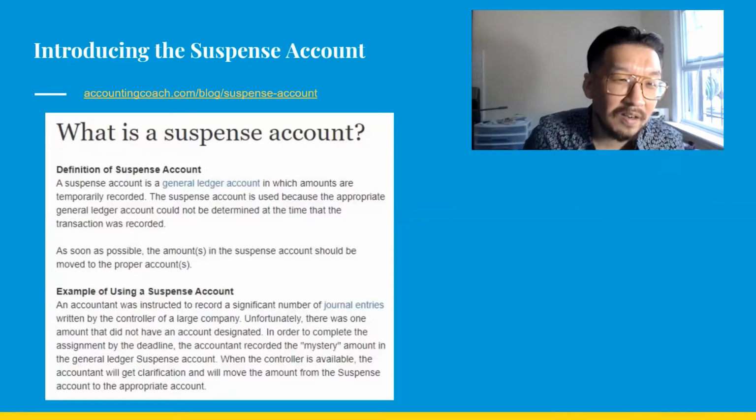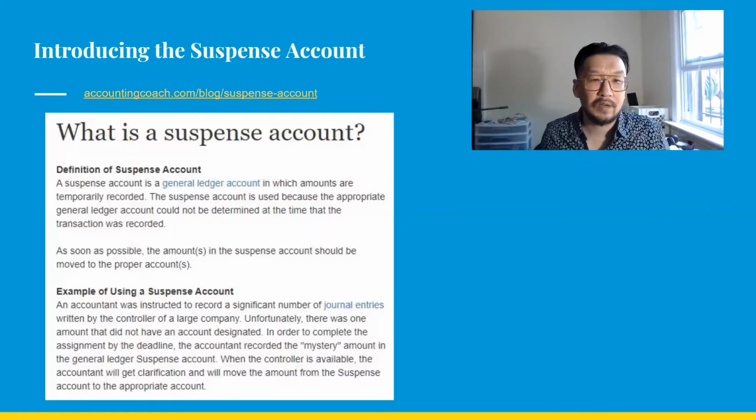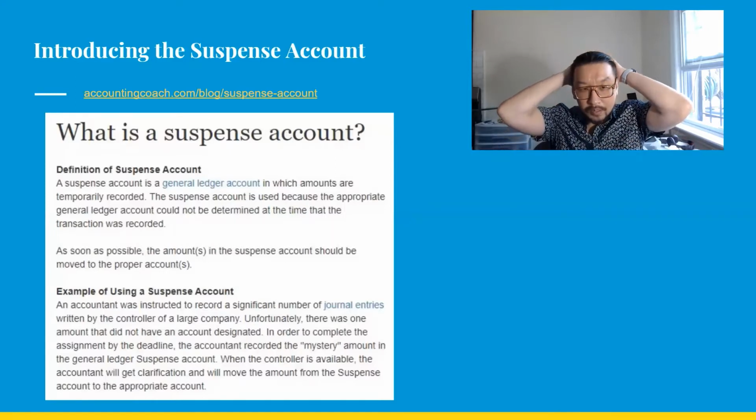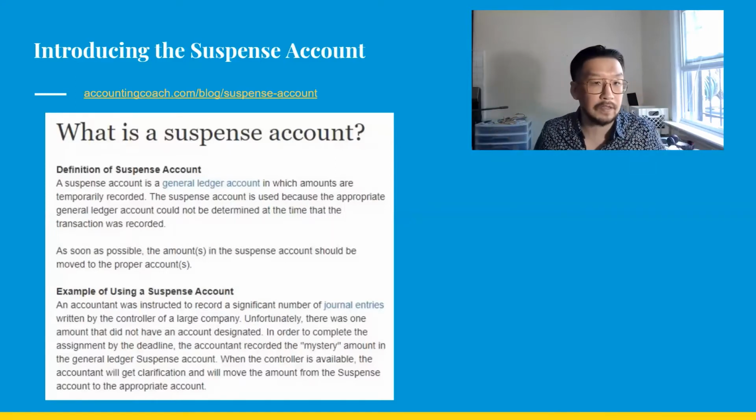I like to sometimes look at accountingcoach.com. That is an excellent resource for learning about accounting concepts and principles, both basic and advanced. What is a suspense account? Definition of a suspense account: A suspense account is a general ledger account in which amounts are temporarily recorded. The suspense account is used because the appropriate general ledger account could not be determined at the time that the transaction was recorded. This is exactly why we're going to be using it.